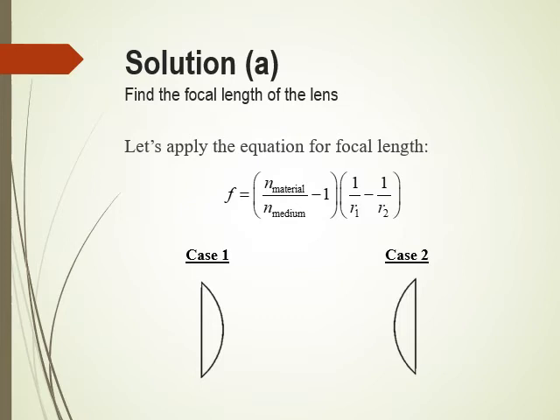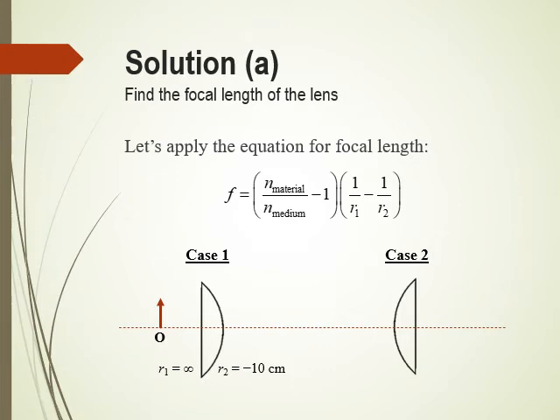So now let's analyze them one by one. For case 1, let's assume the object is on the left-hand side. When your object is on the left-hand side, then the flat surface will be acting as R1, and the value is infinity because it is a flat surface. The second surface would be R2, and this curved surface is a negative value because it is concave towards the object. So that is R1 and R2 in case 1.